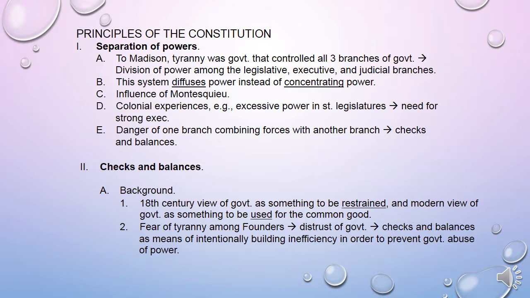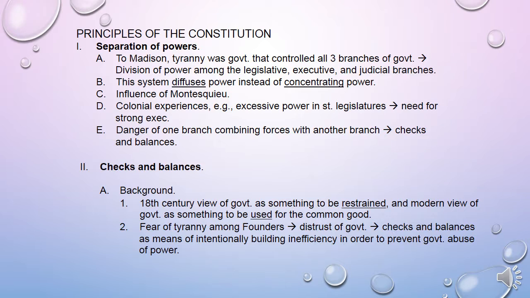Separation of powers. To Madison, tyranny was government that controlled all three branches of government. So they needed a division of power among the legislative, executive, and judicial branches. They want to diffuse power instead of concentrating power. And this clearly was the influence of Montesquieu, which again, we'll take a look at in class a little bit more. Colonial experiences, for example, excessive power in state legislatures, meant they needed a strong central executive branch. So their experiences were that the legislatures in the states were way too powerful.